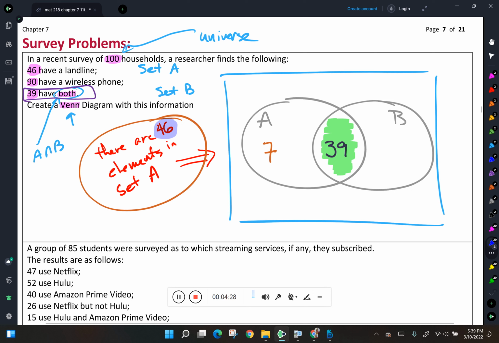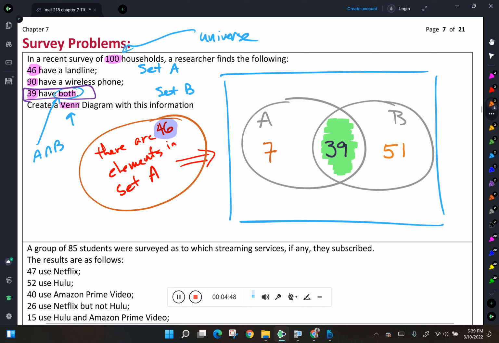Using that exact same logic, I can find the outside piece over there for set B. And I can say that set B over here is going to be that 90 minus 39. Well, 90 minus 40 would be 50, so that's going to be 51 live out there.